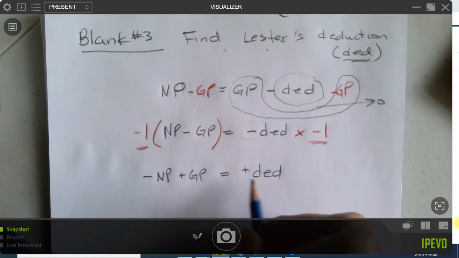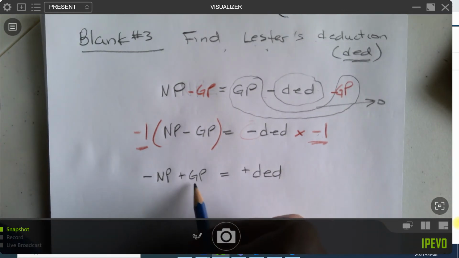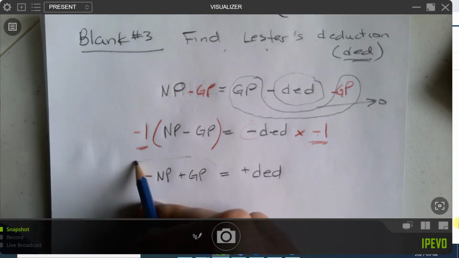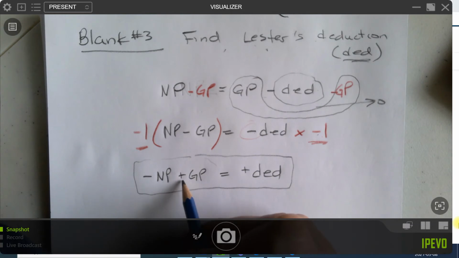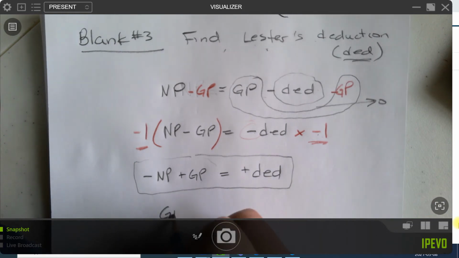So I got deductions is equal to minus net pay. Wow, that's kind of funny. It's a weird kind of setup. But I can move these around. I can say negative net pay plus gross pay is the same as saying gross pay minus net pay. I just move those around.